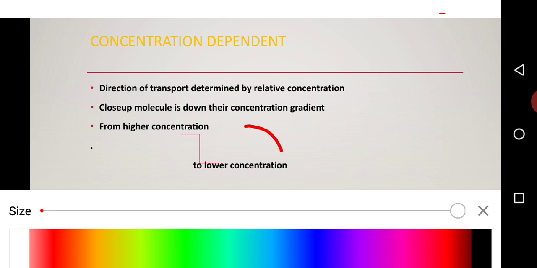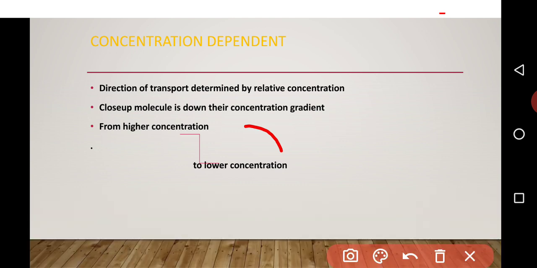For example, if a molecule is present on the outside of the cell at higher concentration, then these molecules will move from outside to the inside of the cell. But when there is a higher concentration inside the cell, at this time the molecules go toward the outside of the membrane. Why? Because of the concentration gradient.